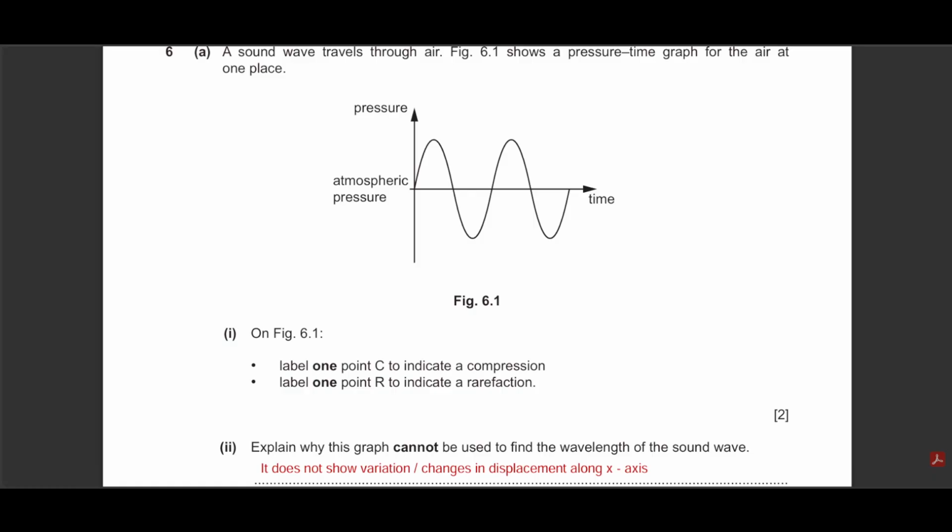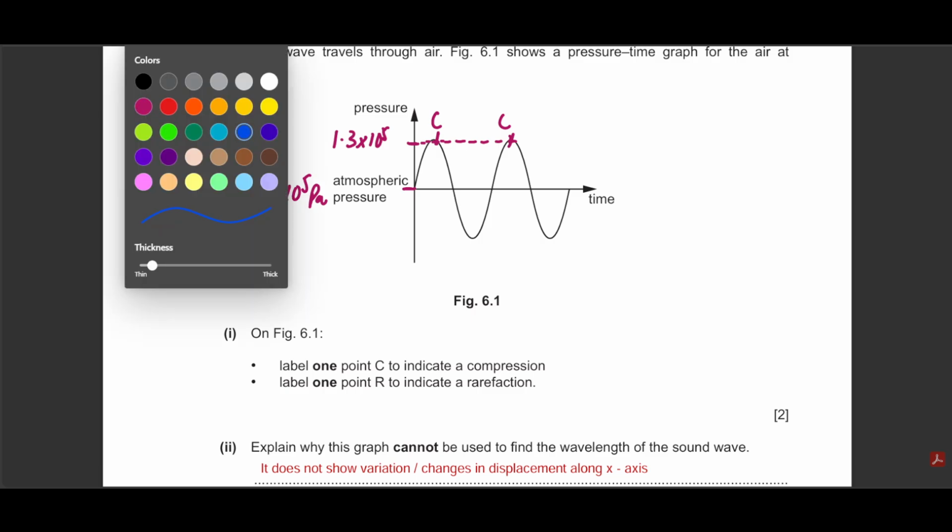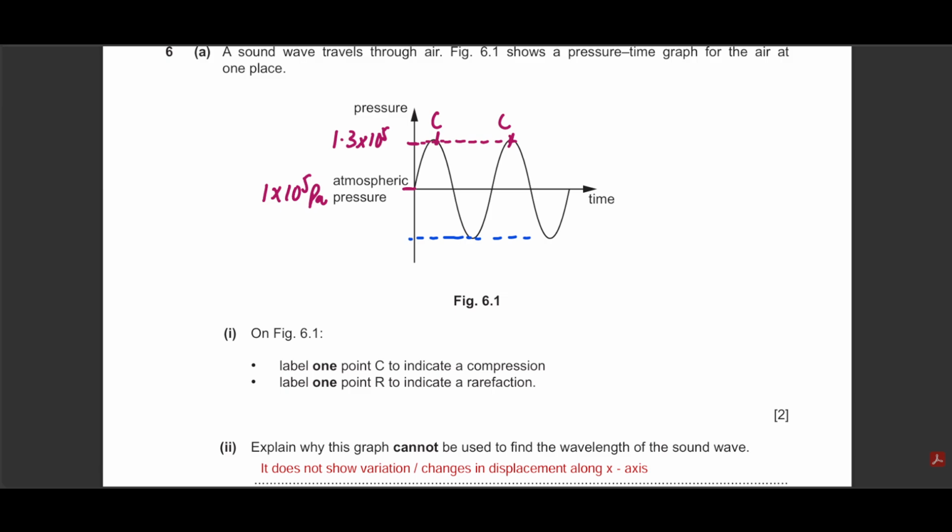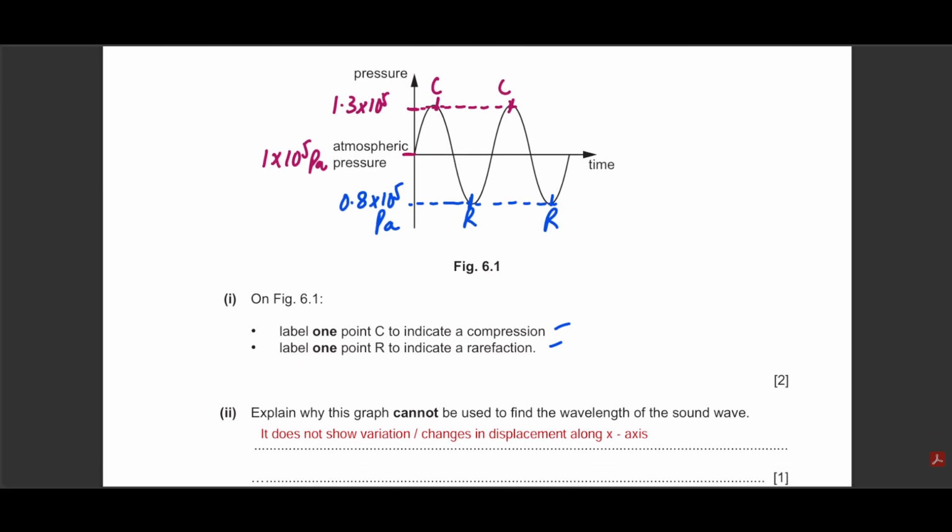So when we go back to this graph, this is atmospheric pressure, which is rightly said as 10^5 Pascal. It's quite possible that this comes out as 1.3 × 10^5 Pascal, slightly above atmospheric pressure. These are my compression phases when particles are coming close together. And over here, I might have slightly below atmospheric pressure, let's say 0.8 × 10^5 Pascal, and this is where particles are moving away from each other, so the rarefaction phase. This is what he's asking us to do. Since he mentioned just one, we've done both.